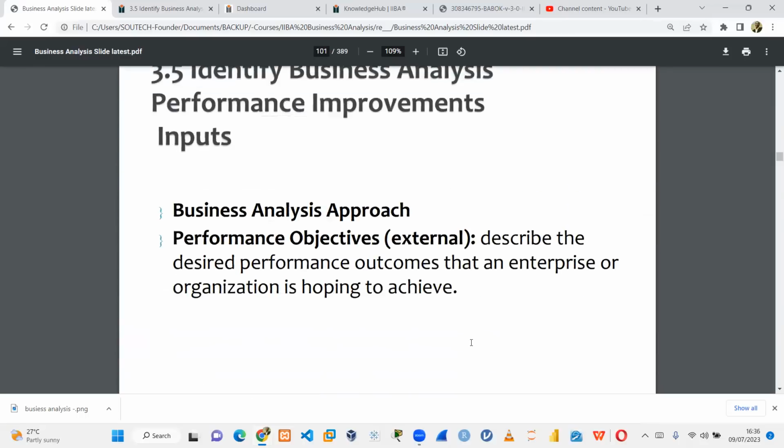So what are some of the inputs? We need some business analysis approach, right? Then we also need performance objectives. This is external. Describe the desired performance outcome that an enterprise organization is hoping to achieve. And at times, customers and clients, if it's a hospital, patients, for instance, can also serve as an input to what our performance should be. True or false? True. So if customers are giving you feedback and say, no, this thing is not working, please just revert back to manual. Please, you guys should get more hands.